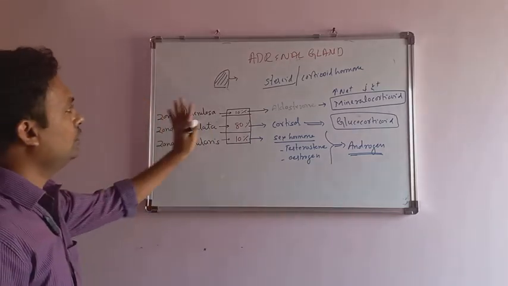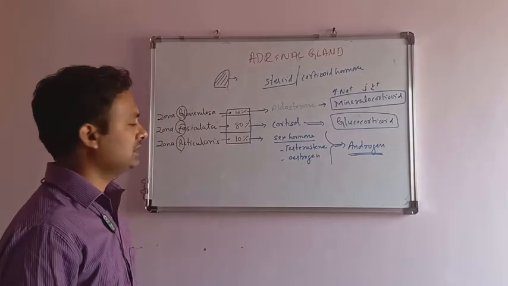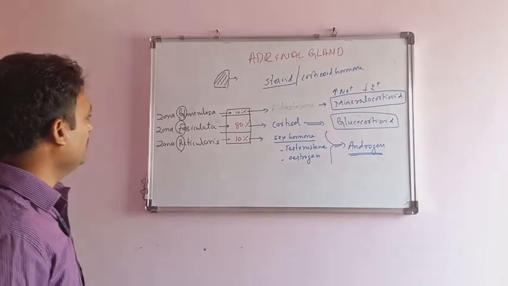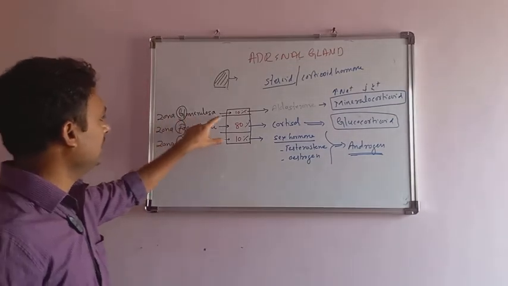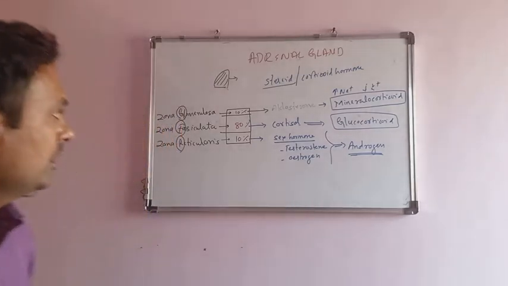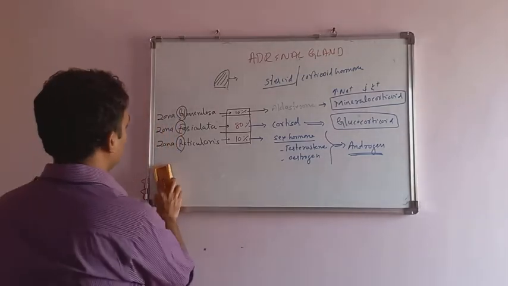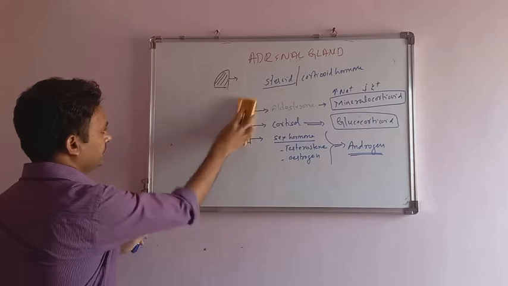So this is the overall look of the adrenal gland and a brief introduction. With this, we are going to start with the first layer, zona glomerulosa.